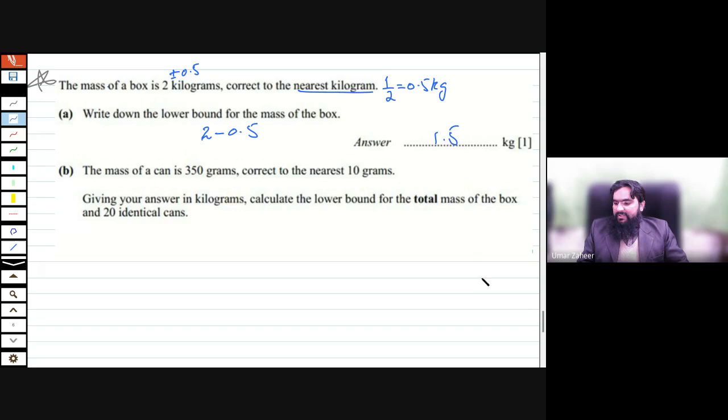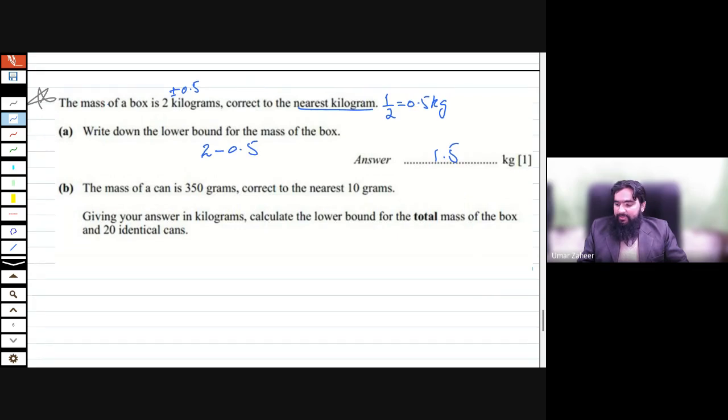The mass of the can is 350 grams, correct to nearest 10 grams. So divided by 2, it will be 5 grams. So it will be plus minus 5. Give your answer in kilograms. Calculate the lower bound for the total mass of the box and 20 identical cans. All right.